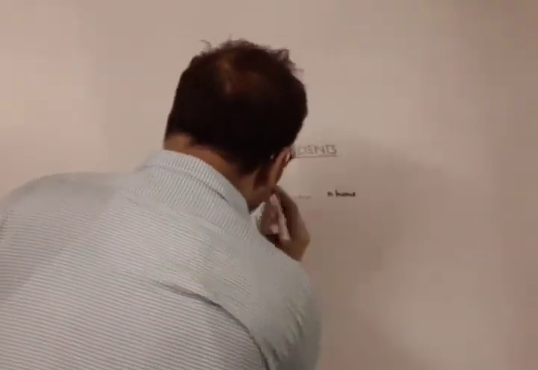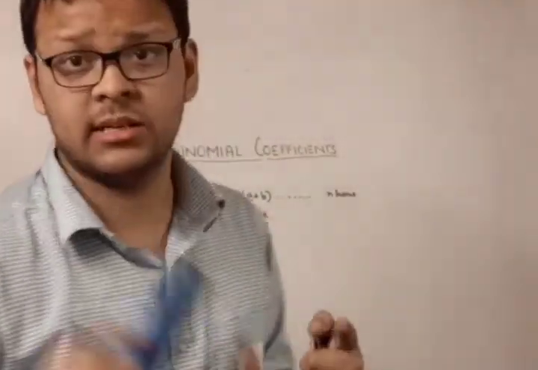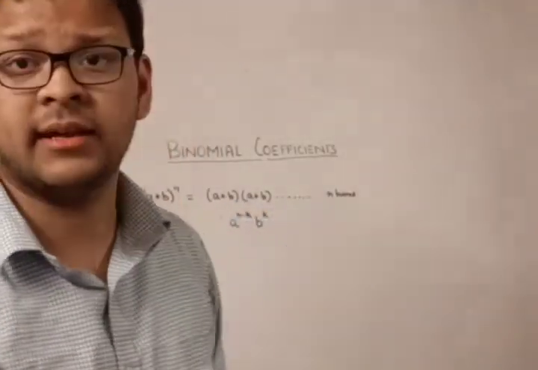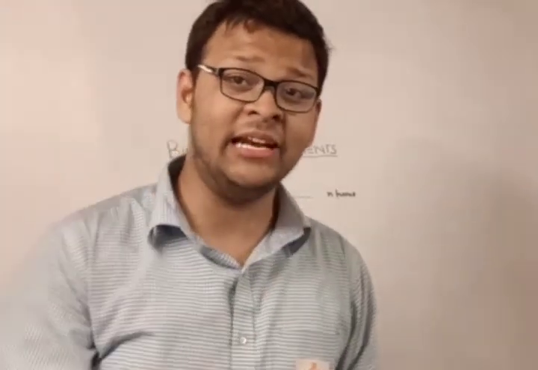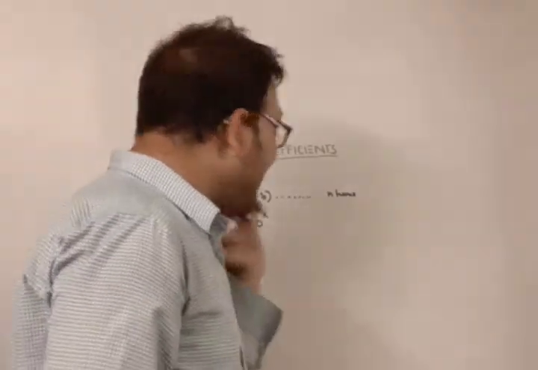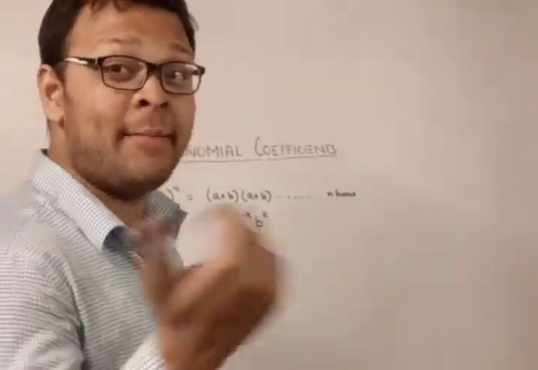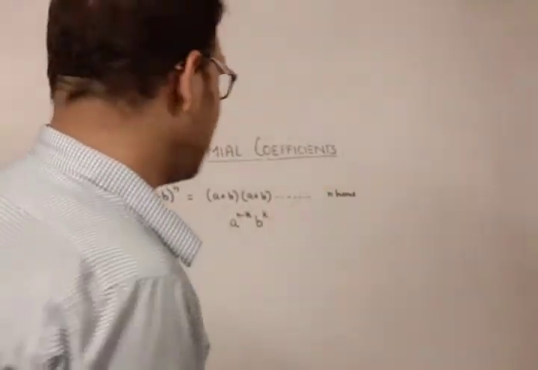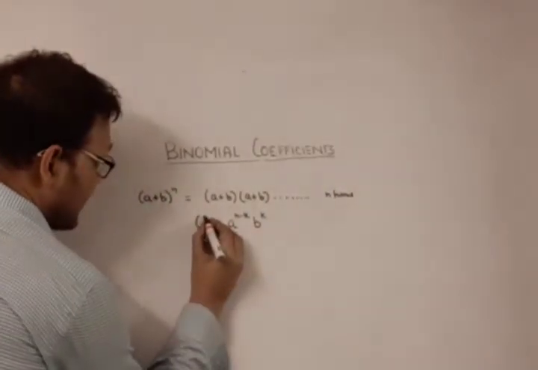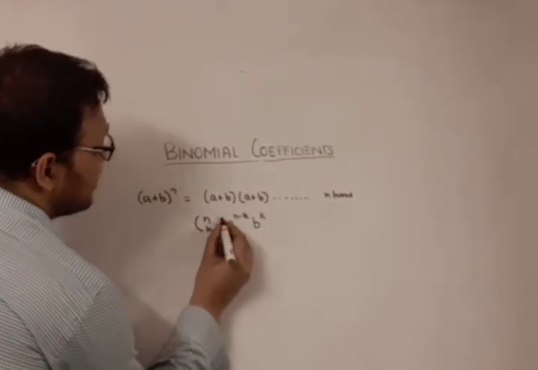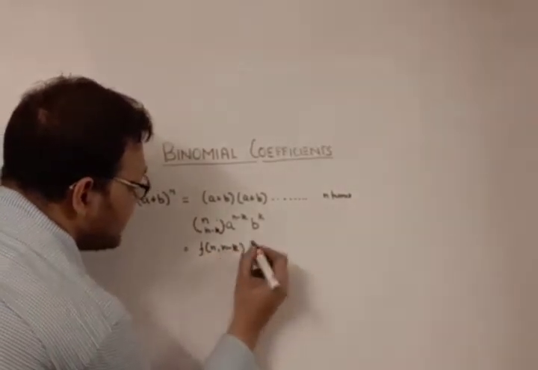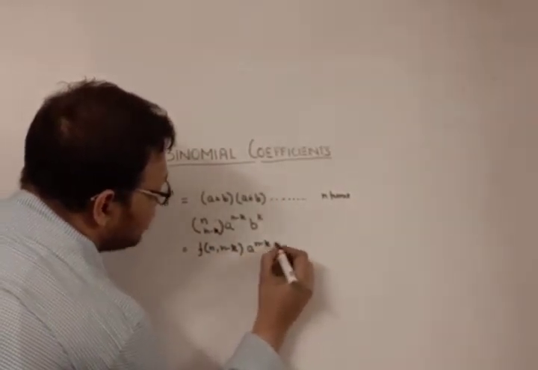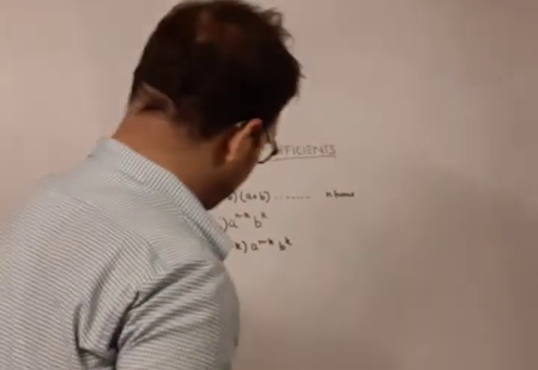Now, in how many ways can we choose n minus k from these n brackets? Can you answer? Of course you can. This is because I have enlightened you about the choose function. So if I apply the choose function, I have to choose n minus k out of n brackets. So n choose n minus k, or you can also write it as I have described in the choose function, f of n comma n minus k, a power n minus k into b power k. So this is the choose function representation.